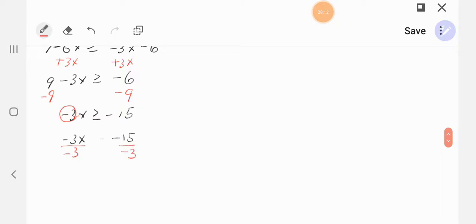Divided by negative 3. So what do we do? Reverse. Okay, reverse the symbol. Flip the symbol. Okay, this is important. So when you divide or multiply an inequality by a negative, flip the symbol. Then x is less than or equal to positive. Negative is positive, so positive 5. So this is the solution. So x is all the numbers that are less than or equal to 5. So 5, 4, 3, 2, 1, all these numbers.